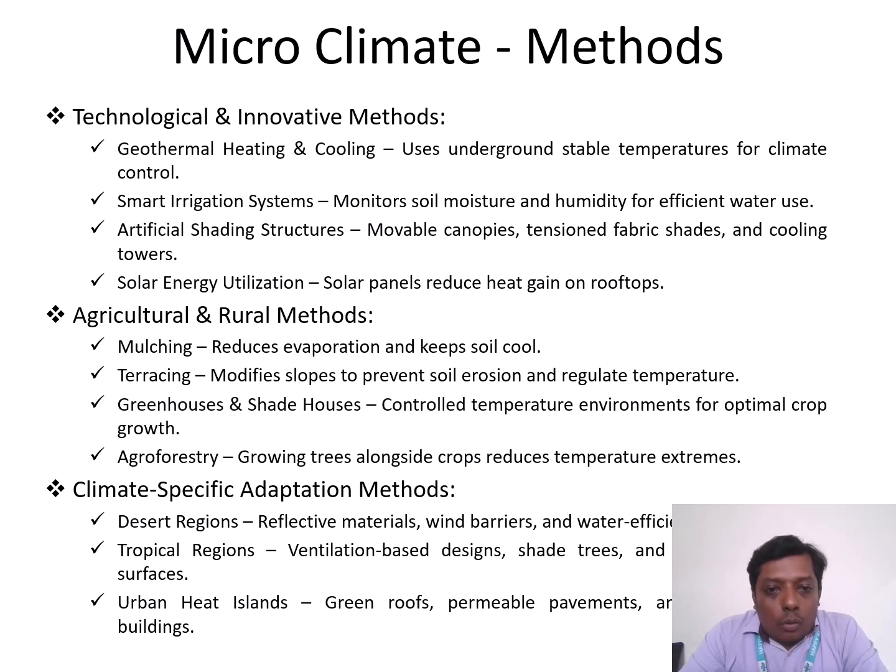Then agriculture and rural methods. Mulching, which we already saw, is mainly to reduce soil erosion. Terracing modifies slopes to prevent soil erosion and regulate temperatures. Then greenhouses and shade houses, then agroforestry. Then climate specific adaptation methods, which are based on the climate of the specific region, for example, desert regions, tropical regions, and urban heat islands.